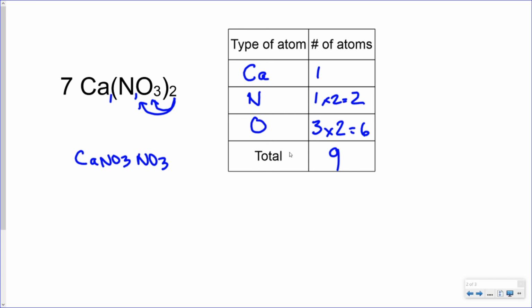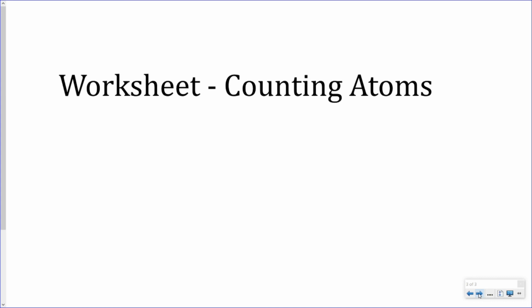Let's not forget one last thing. We've got this coefficient of 7 out front. So what do we have to do? We need to multiply by 7, and that will give us 63 total atoms. I'm not going to give you anything harder than something that looks like this. Just know that a coefficient or a subscript outside the brackets applies to every single type of atom that's inside the brackets. So why don't you guys go ahead and try out the Counting Atoms worksheet, practice these, and good luck.